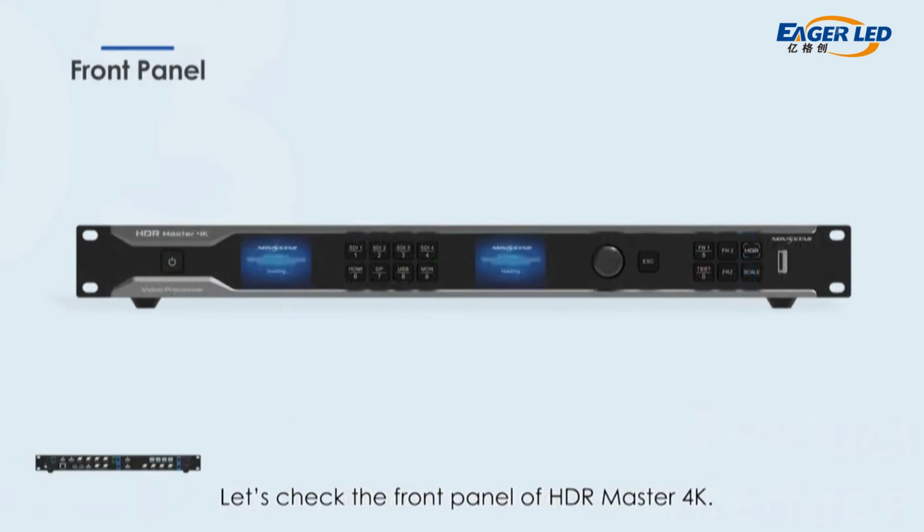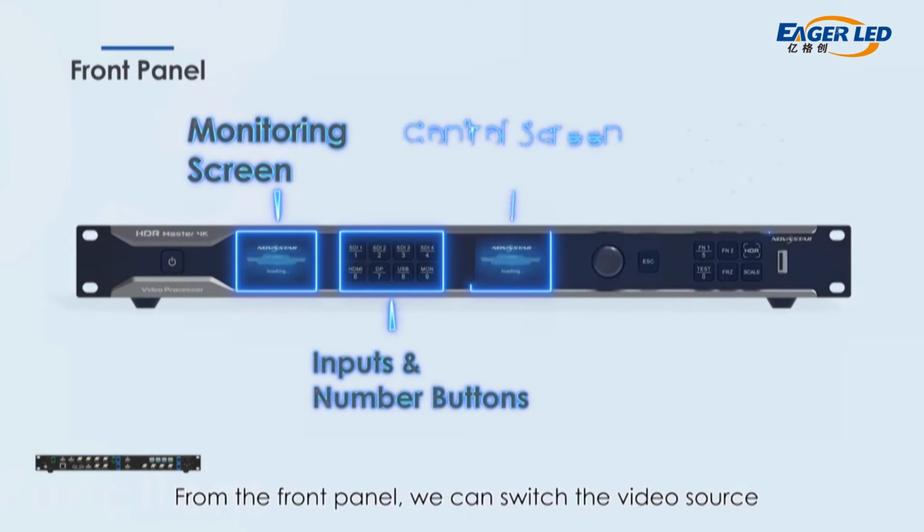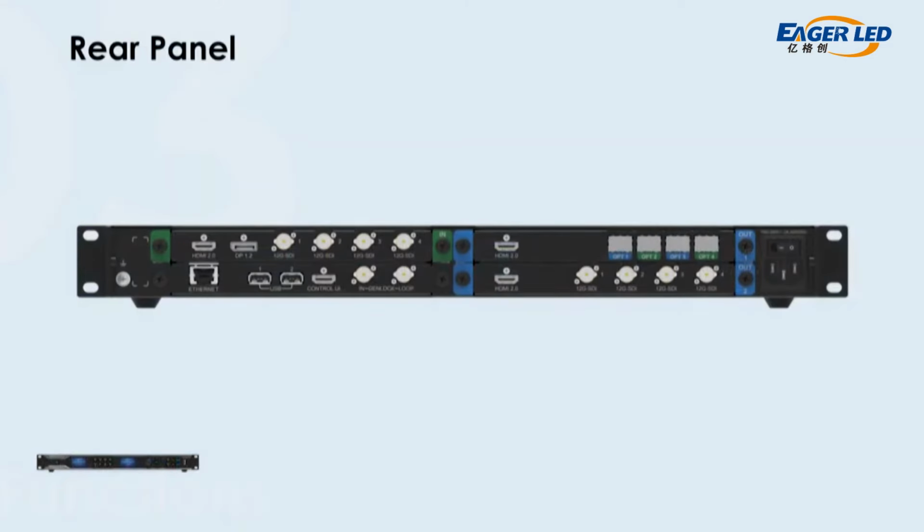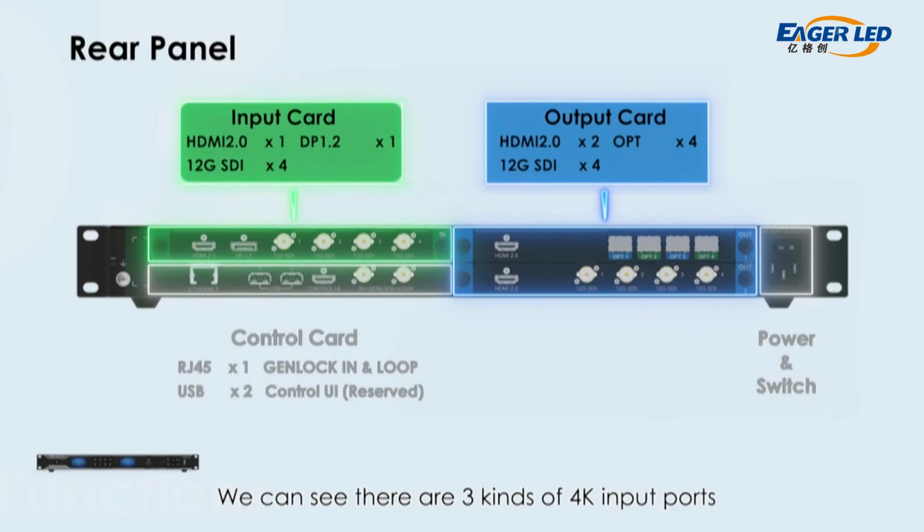Let's check the front panel of the HDR Master 4K. From the front panel, we can switch the video source, set up the input and output, monitor the screens, load the BKG, and so on. This is the rear panel of HDR Master 4K. We can see there are 3 kinds of 4K input port: HDMI 2.0, DP 1.2, 12G SDI. There are also 3 kinds of 4K output ports: HDMI 2.0, 12G SDI, and optical port.